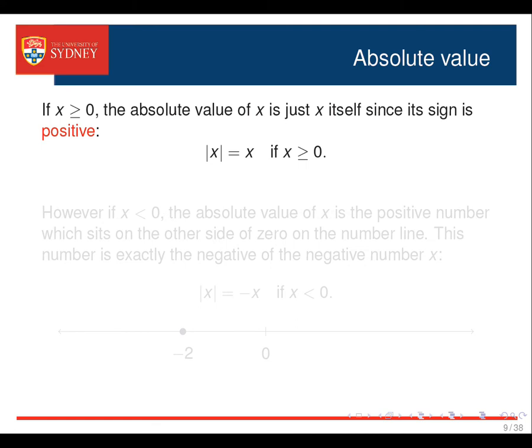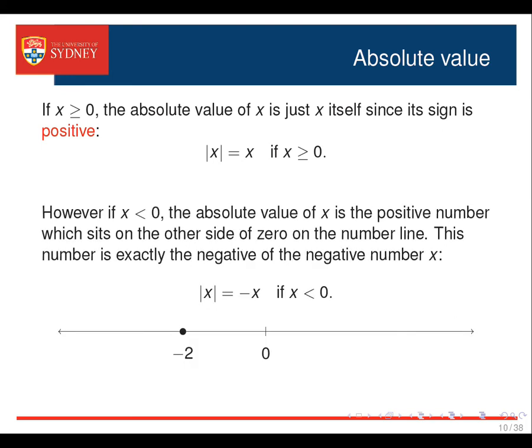If x was a positive number to begin with, then when we take its absolute value we'll just get the positive number, x. That is, a positive number is equal to its absolute value. If x is negative, so it sits on the left of 0 on the number line, then its absolute value will be the corresponding positive number on the other side of 0. For example, here, the absolute value of minus 2 is plus 2.